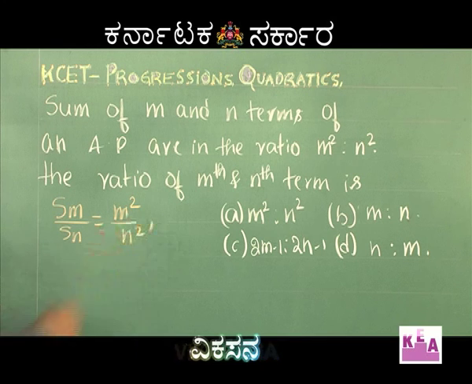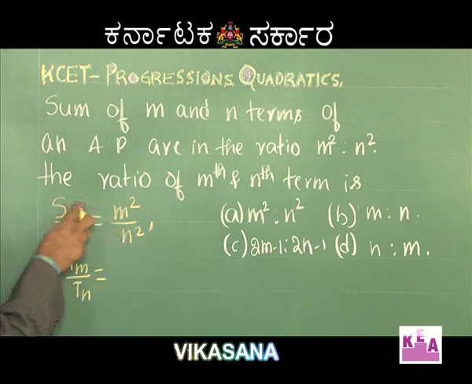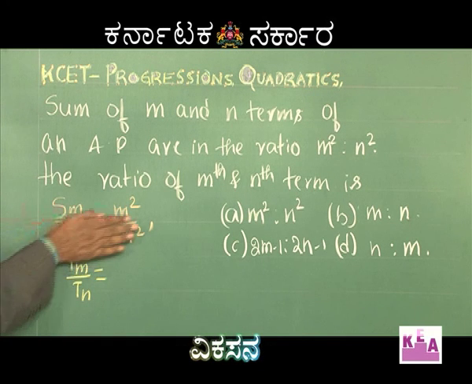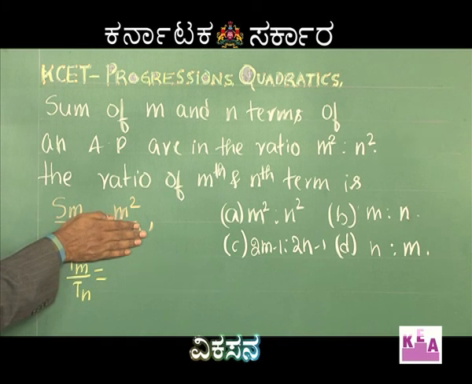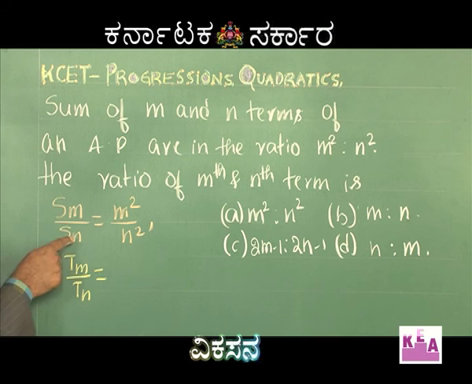What is that we have to find out? What is Tm over Tn? It's a very simple concept, dear students. This is m square, for the time being forget about the denominator. Sm is m square. That means it is an odd sequence. Sum of first m odd numbers is m square. Consider the denominator. Sn is n square. Sum of first n odd numbers is n square.